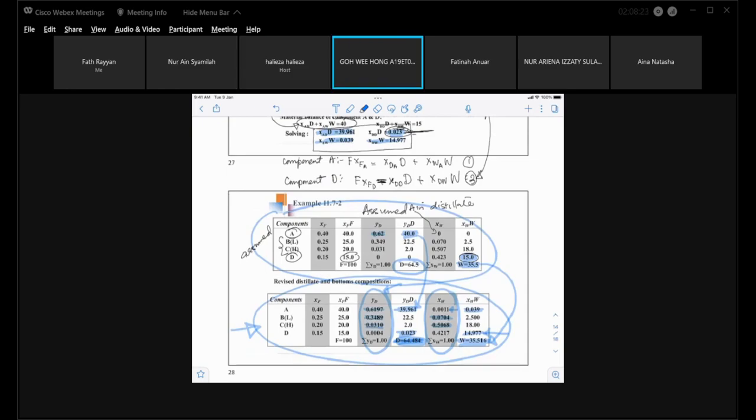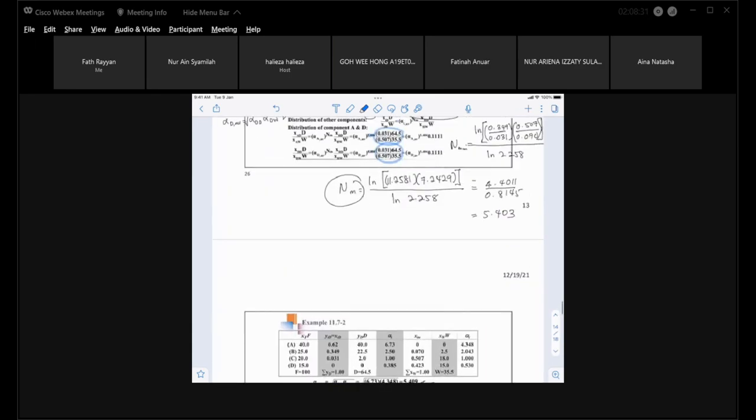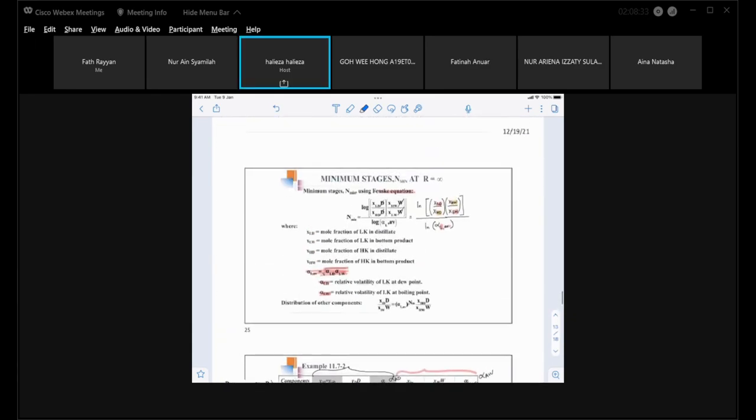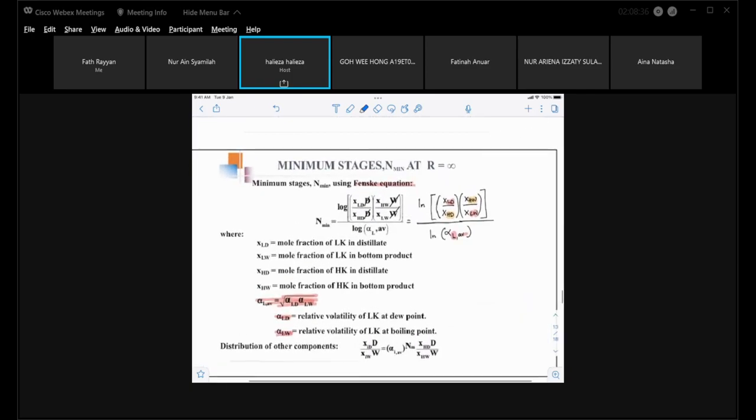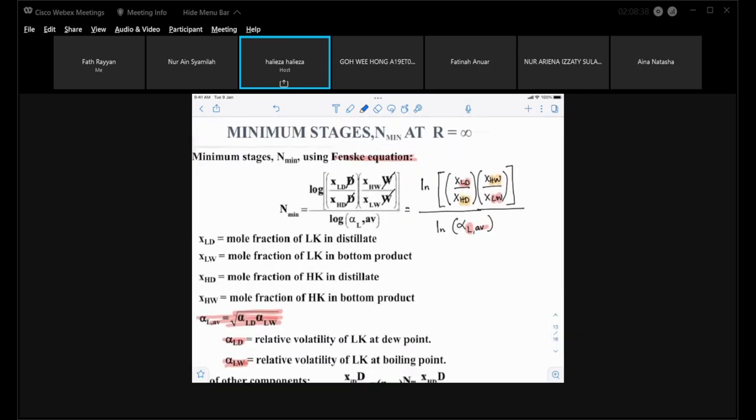No questions? Okay, let me recap what I did just now. I calculated the number of minimum stages using this equation, based on my assumed composition that I got earlier. I calculated my average relative volatility for the light component based on this equation, based on the dew point and the bubble point temperature that I got earlier, the actual bubble point and the actual dew point.